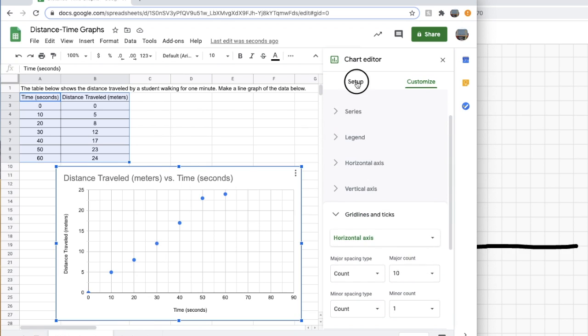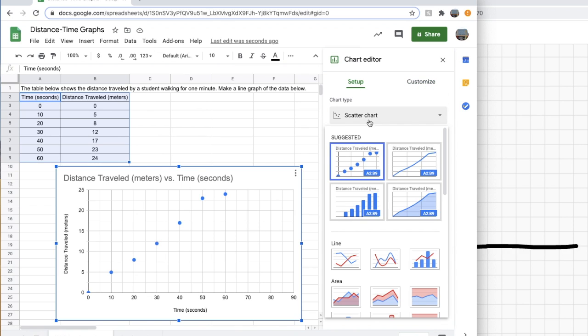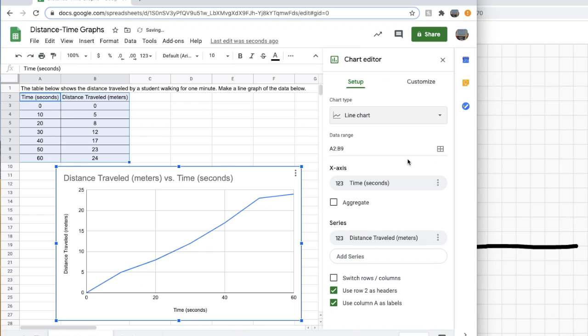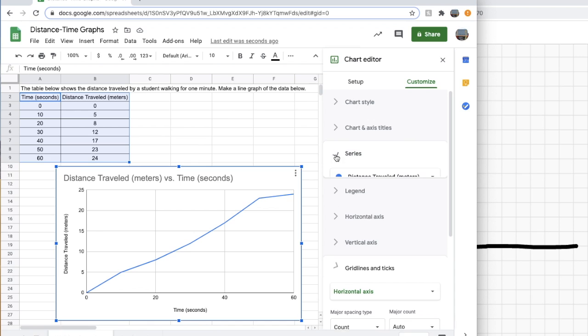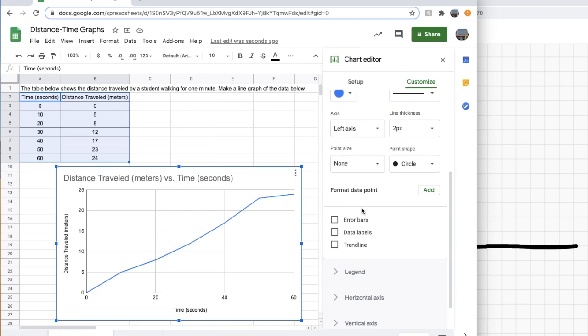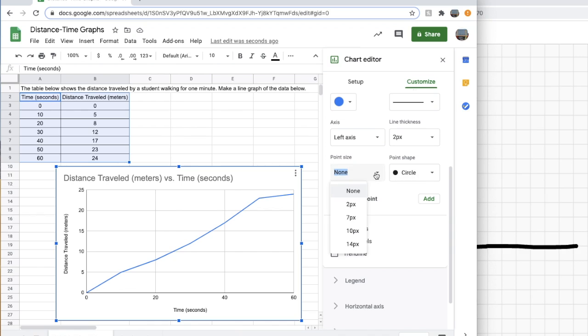The last thing I'm going to do is I'm going to go back to setup and I do want it to be a line graph instead of a scatter plot. And then I'm going to customize my series. And I want them to be bigger than that. I still want the dots to show up so we can see what the actual data was. Okay, so again, this was a very pretty standard graph, like he looks like he's moving at a pretty constant rate. It almost looks like a straight line until the end.